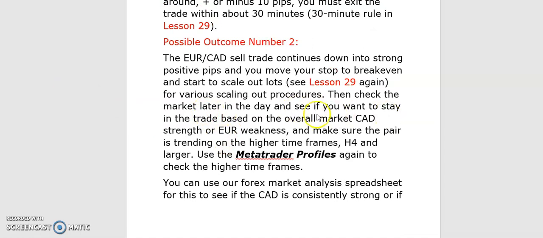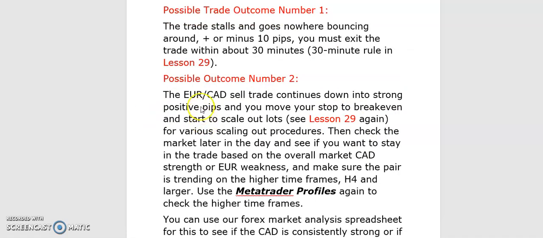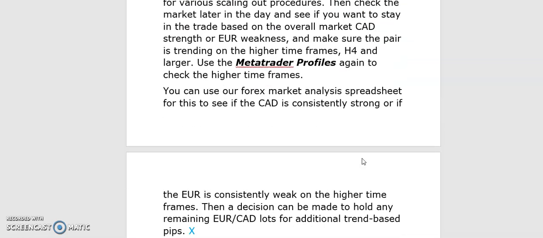And then you can check the market later in the day to see if you've got trends developing on these H4 timeframes or higher on the Canadian dollar strength or the euro weakness. Remember, you sold the euro Canadian dollar. You can just go right in your Metatrader profiles, check the higher timeframes on the euro or the Canadian dollar, and if the euro is weak or the Canadian dollar is strong across the board, then you should stay in that trade, because you can make additional pips based on the trends being driven by euro weakness or Canadian dollar strength, and you sold the euro CAD. That's exactly what you want.